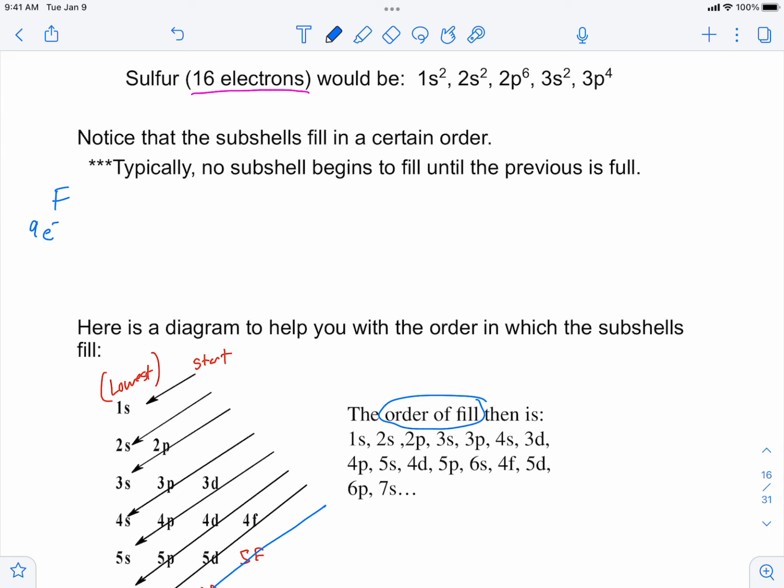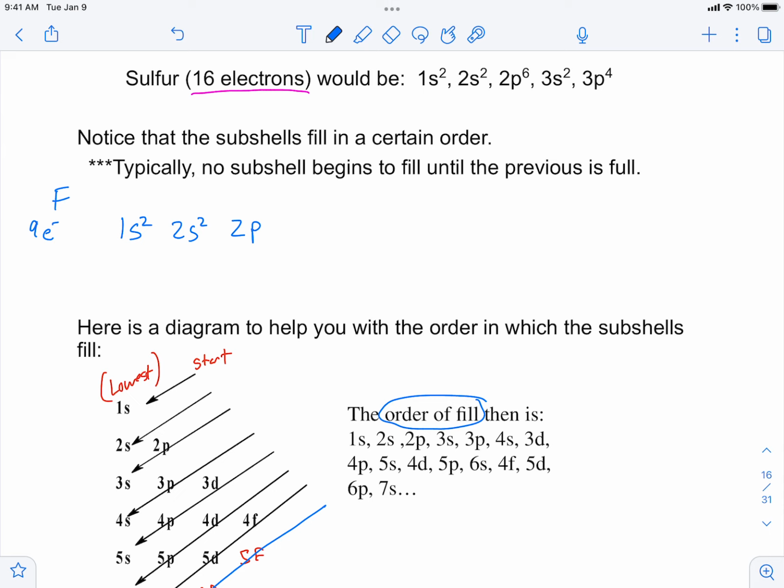You always start at the same place. 1s, and since S can hold 2, I put a 2 up at the top. And S is full now that it has 2, so now I move on to the next one. What is the next sublevel? 2s. And since it's S again, and S holds 2, we put a 2 there. What's after 2s? 2p. Let's stop and count our electrons so far. I have to account for 9 electrons, and so far I have accounted for 4, which means I have 5 more to place.